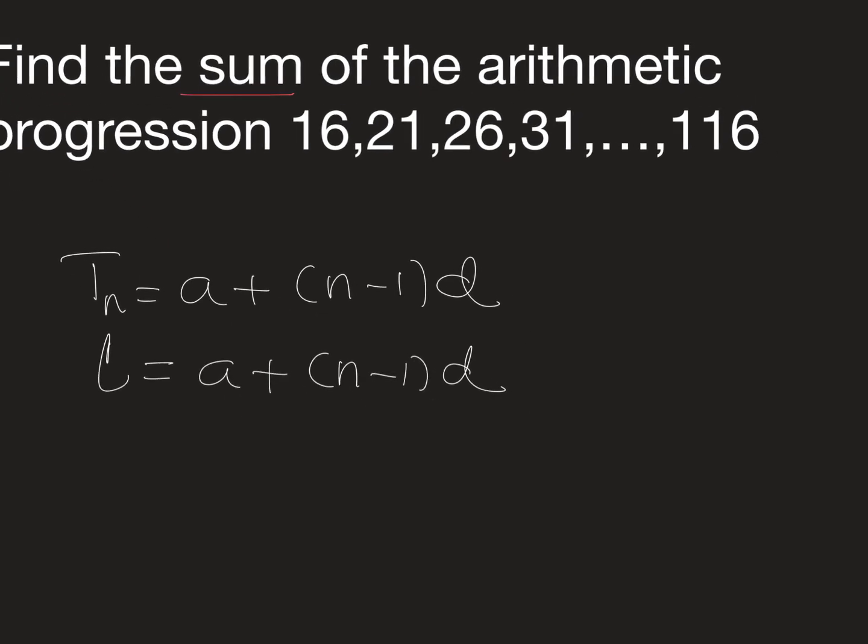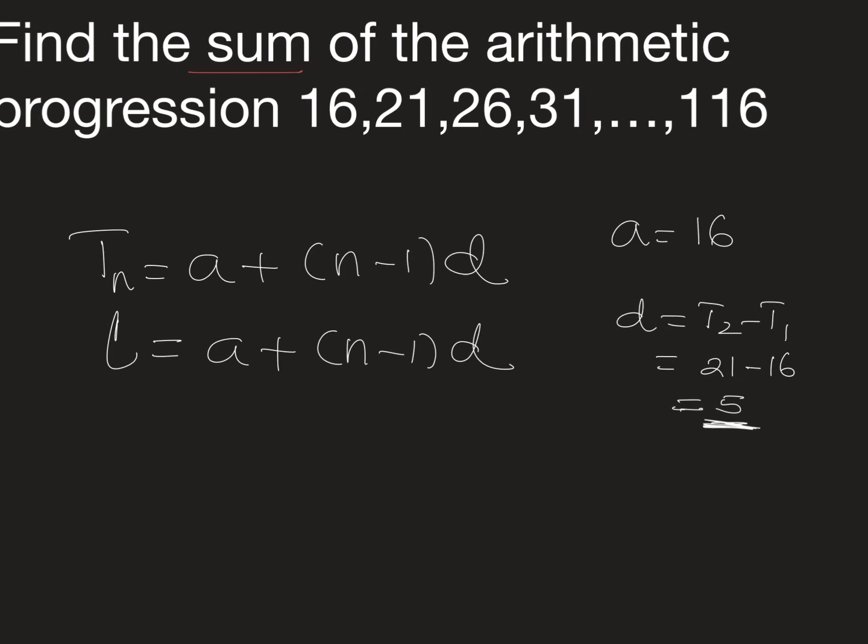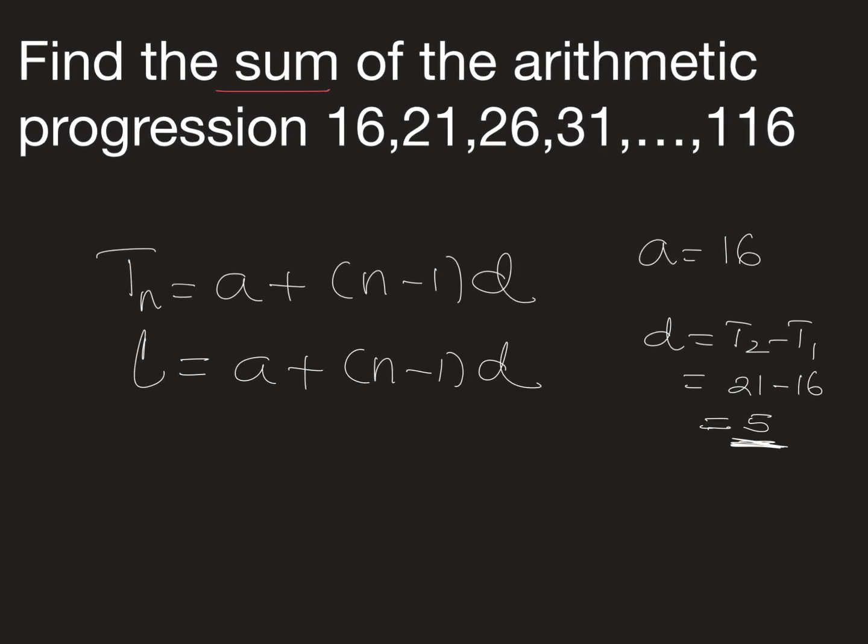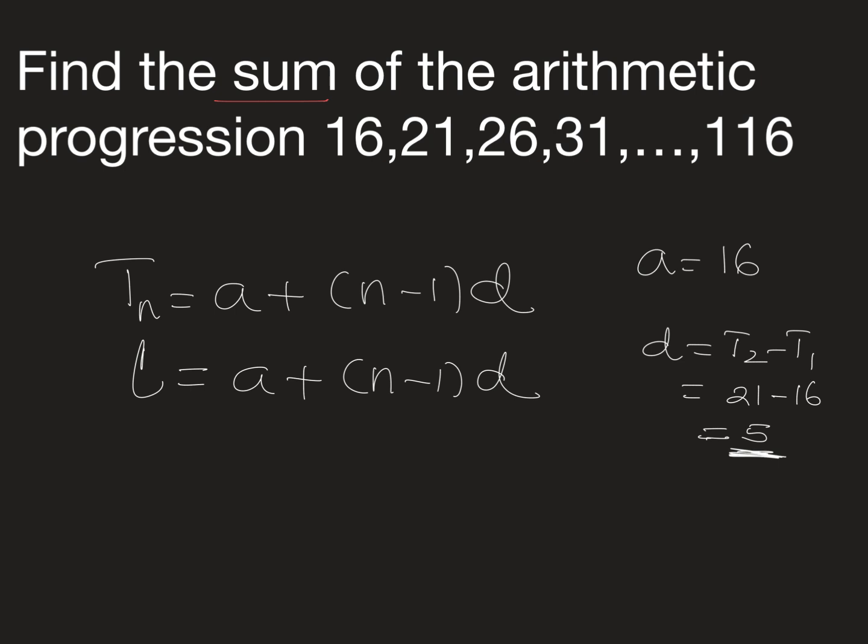Okay. So the first term a is 16. The difference can be T2 minus T1. In that case, we can say 21 minus 16, and 21 minus 16 is 5. Okay, so the common difference is 5. So with this information, we can be able to know n. What is the last term? It is 116. This is equal to a, which is 16, plus n minus 1 times the difference, which is 5.